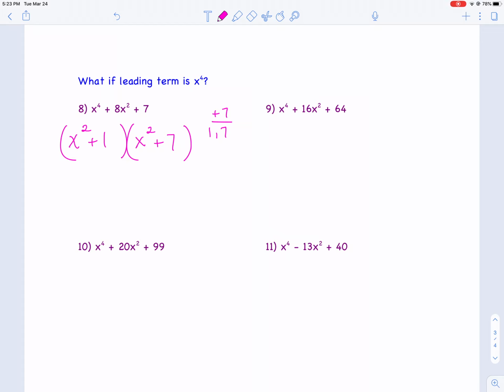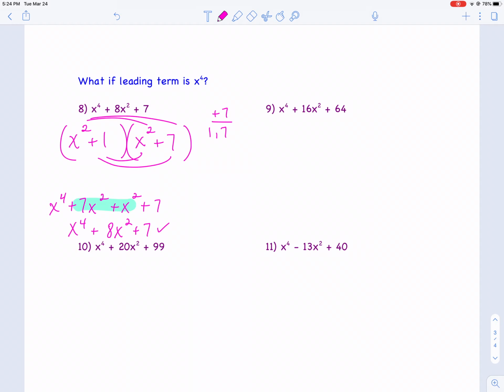Do not. Because again, when you distribute, if you do box method or double distribute and you multiply this to this, this to this, this to this, watch what I get. X times x squared is x to the 4th. X squared times 7 is 7x squared. 1 times x squared is x squared. And 1 times 7 is 7. And once again, I have two like terms in the middle. And look what I get back. 7x squared plus a 1x squared is 8x squared. So that is exactly what I started with.